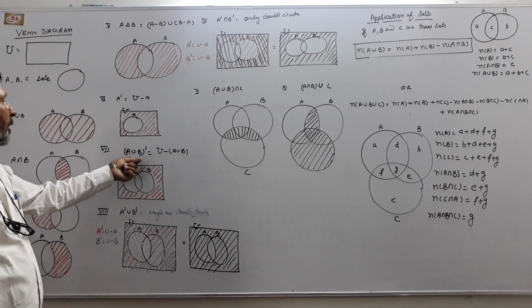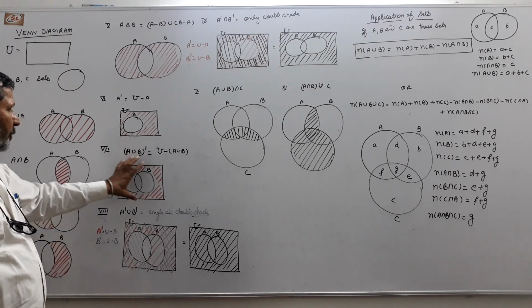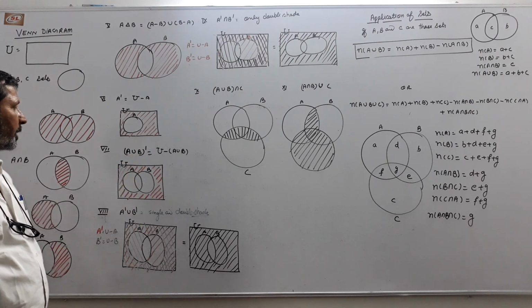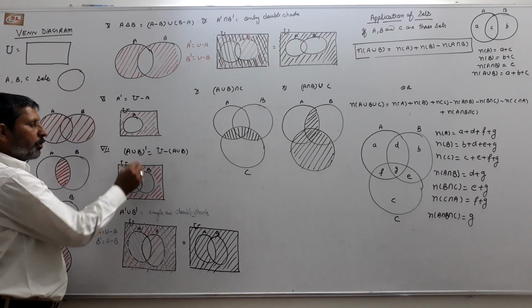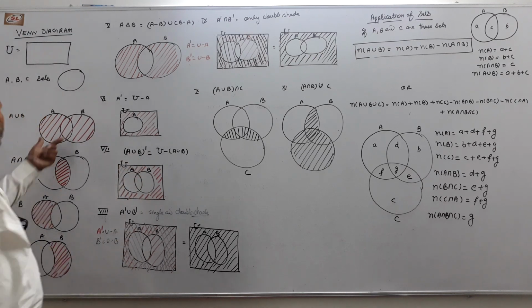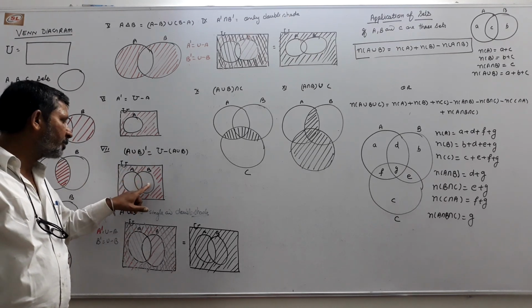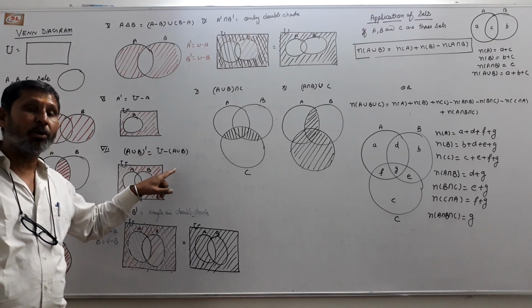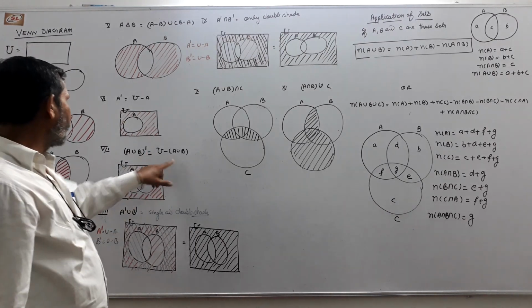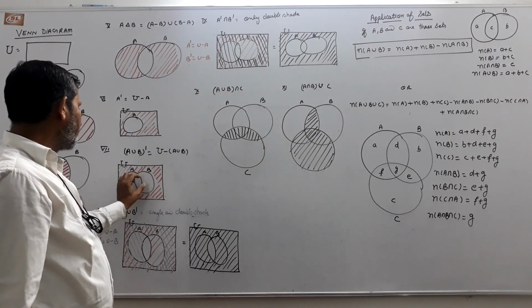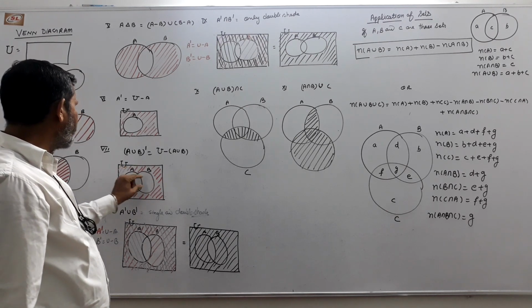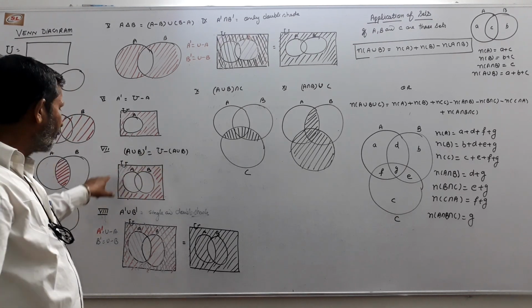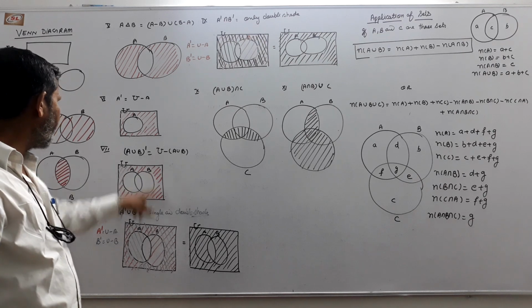And next part, A union B whole dash. Universal set, A and B are two sets. So first, how we can find out A union B? A union B is this, all the elements of A as well as B. Now we find out the complement of this. Complement is everything except A union B. Now these elements are subtracted from the universal set. So the remaining part is this.